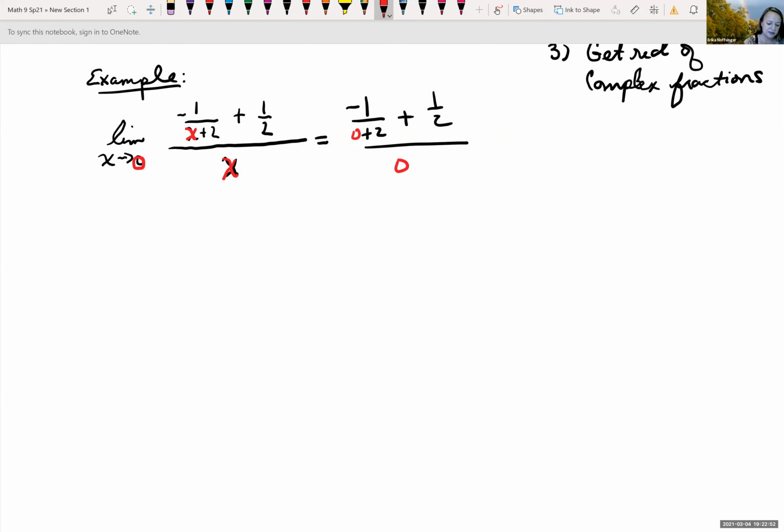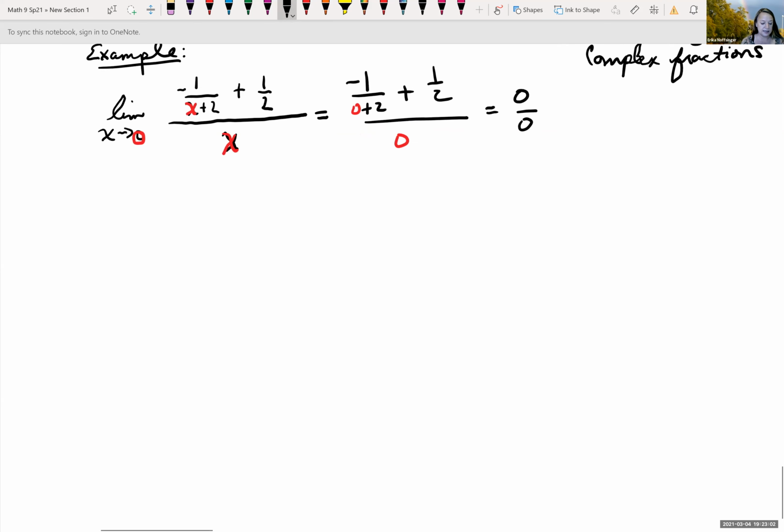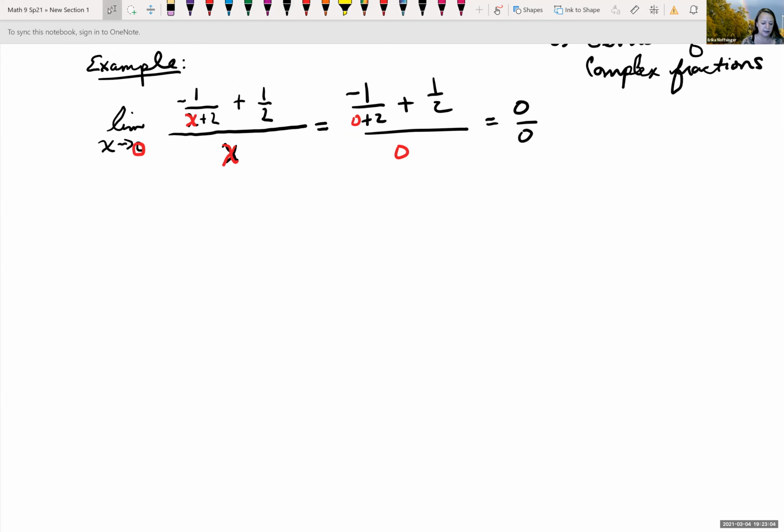And so when I do this, I notice I have -1/2 plus 1/2 in the numerator. We get this 0 all over 0. Indeterminate form, I can't say that this limit doesn't exist. I need to go back and manipulate it. And so there's a couple of ways that you can deal with complex fractions.